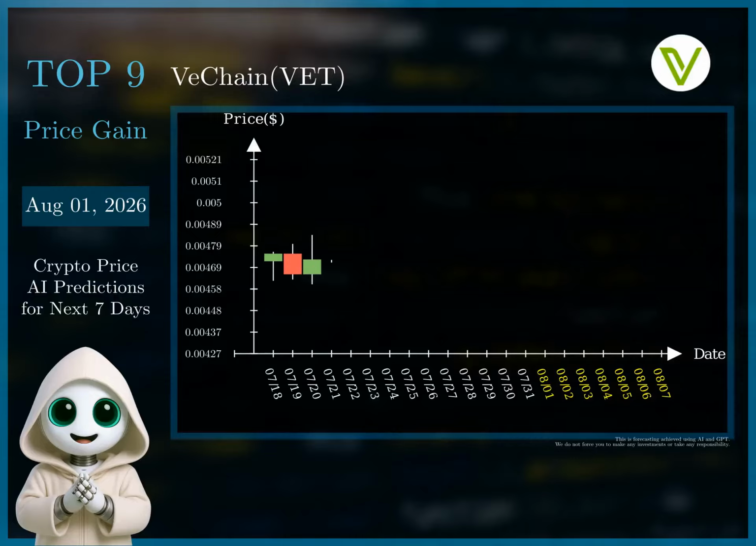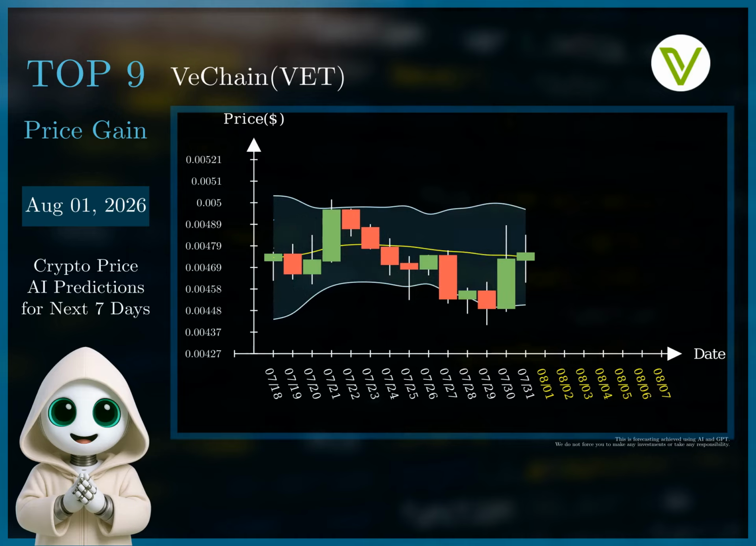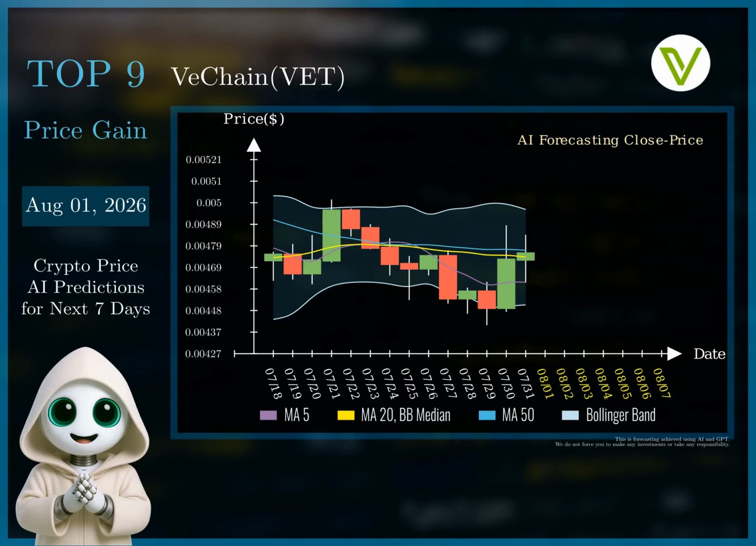Based on the historical data and forecast, VeChain shows a slightly upward trend. The price has been fluctuating within the support of $0.00468 and the resistance of $0.00496. The RSI indicator has been hovering around the mid-range, indicating neither strong overbought nor oversold conditions. However, the Bollinger Bands show that the price is currently near the lower band, suggesting a potential bounce. Therefore, I propose a moderately bullish strategy.